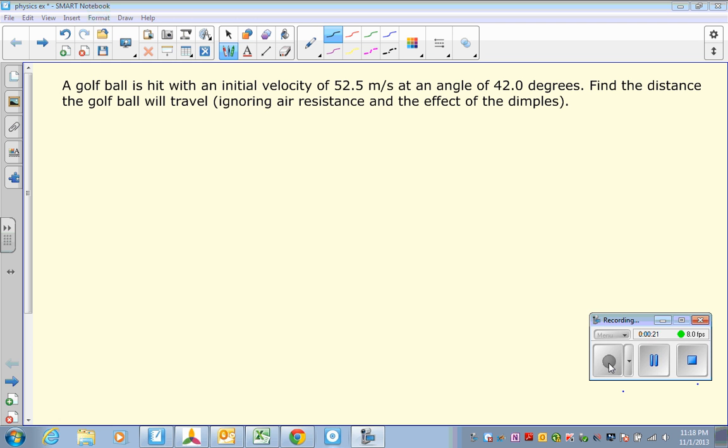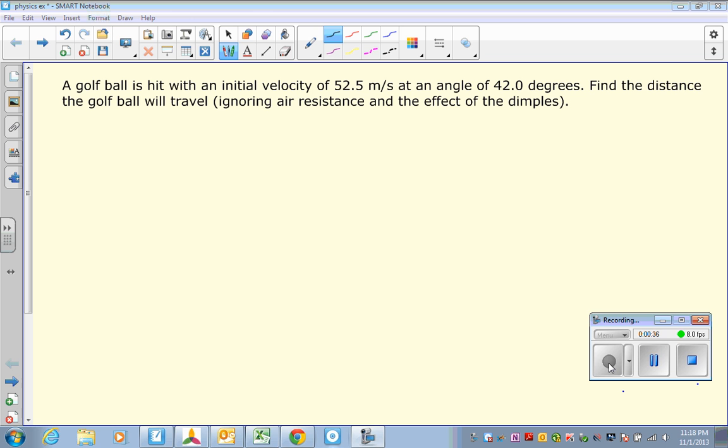So all that parentheses part means is that we just want to make physics simple. And it gets very complex. If you're interested in knowing what the dimples do, I encourage you to look that up. It's actually really cool, but we're going to ignore that.